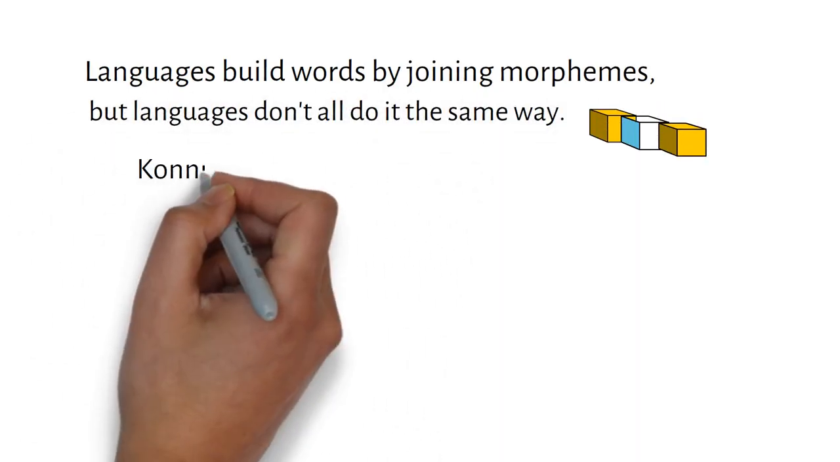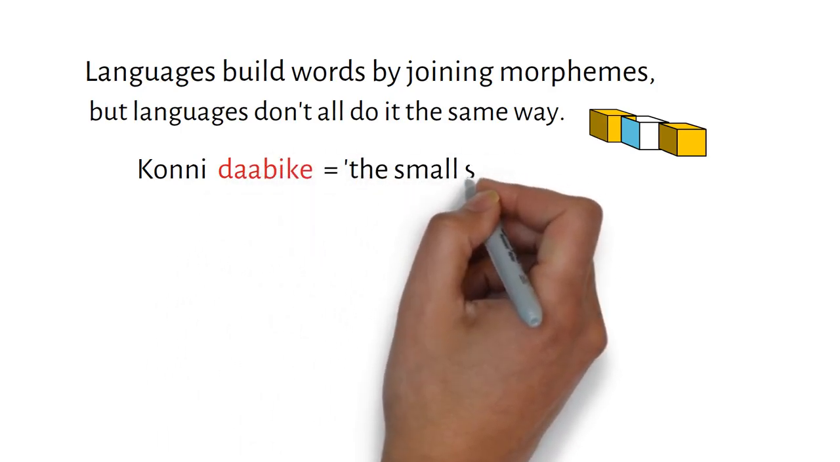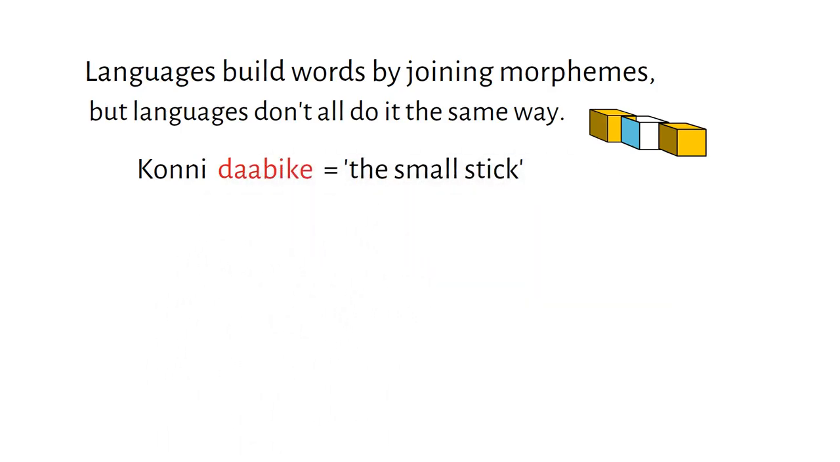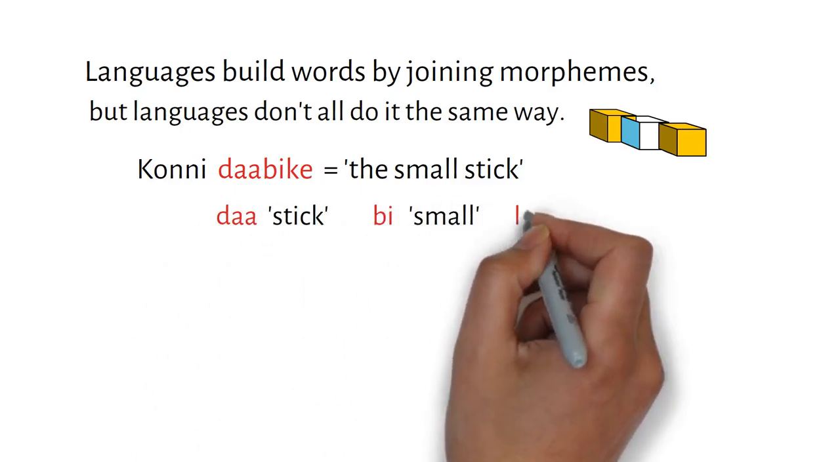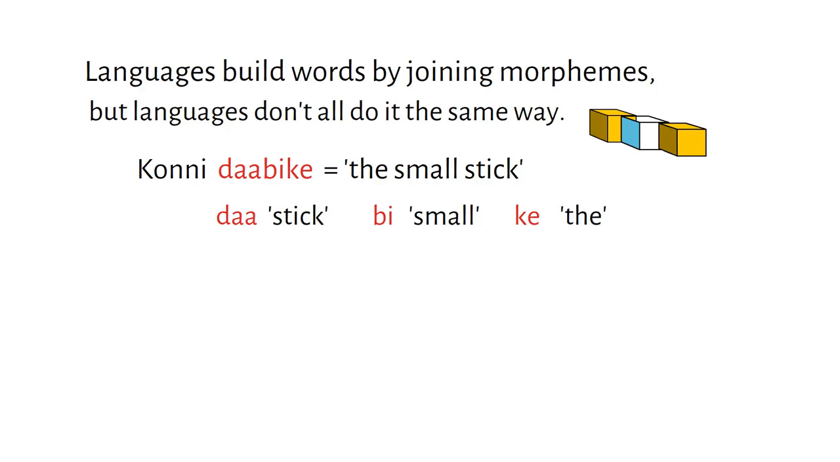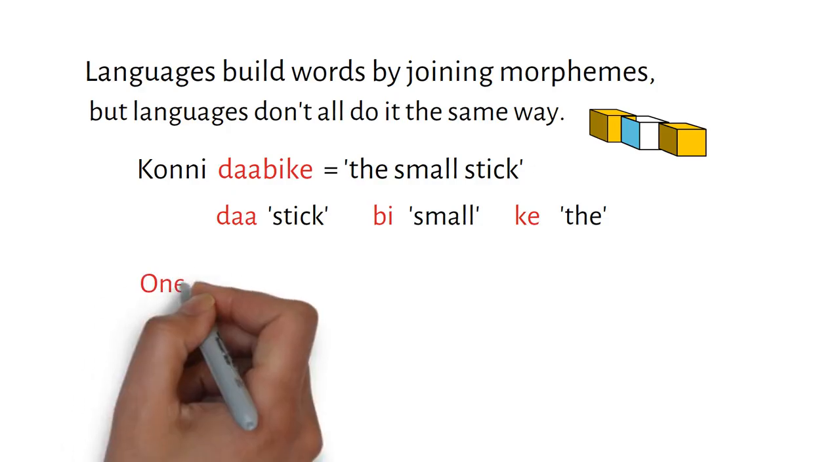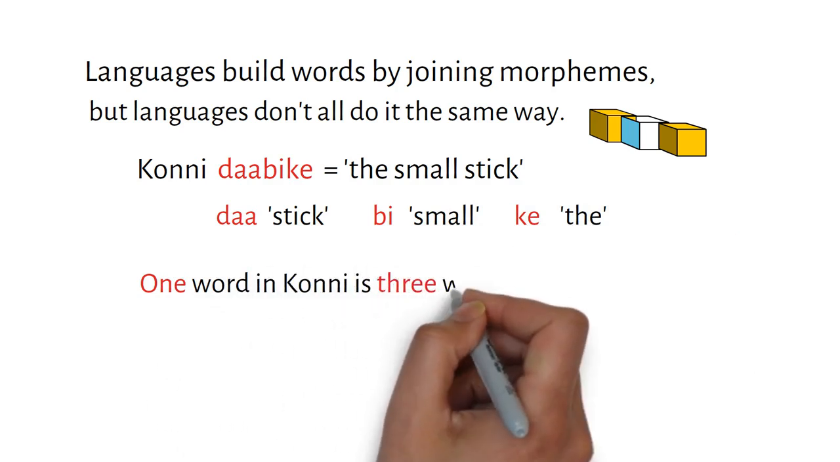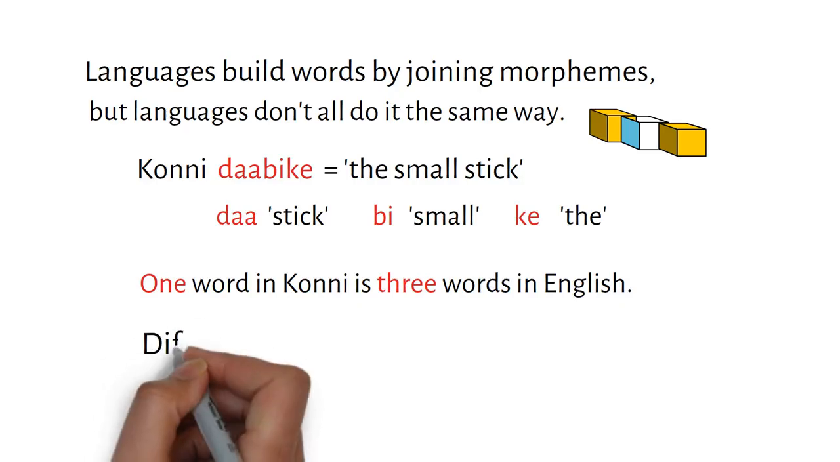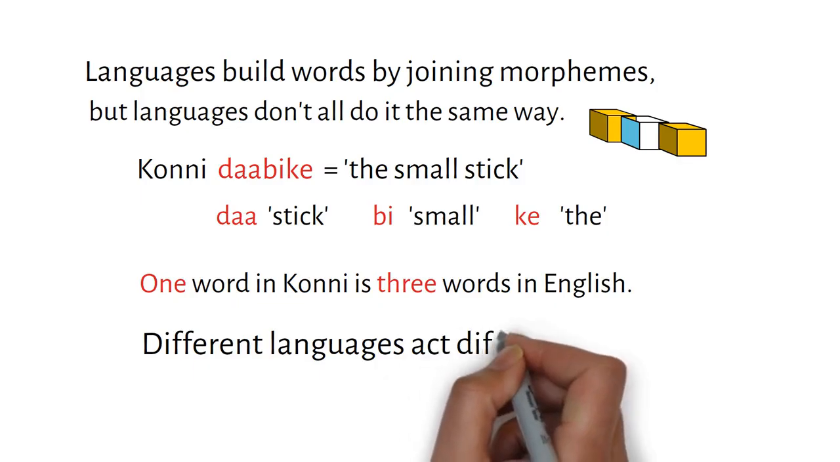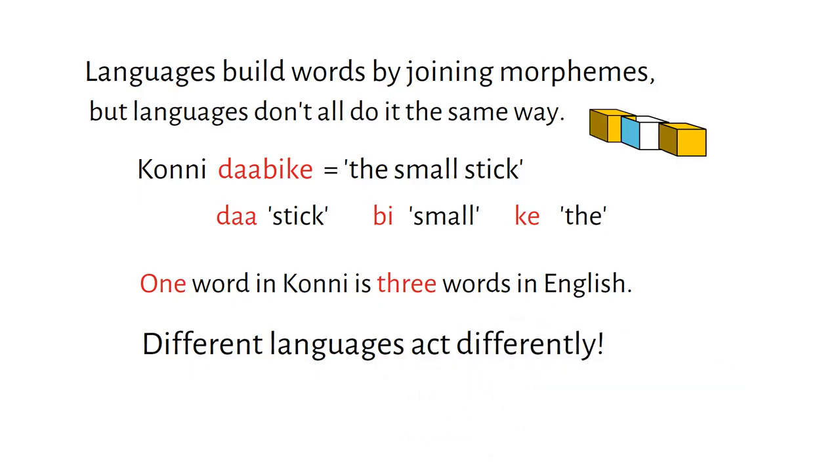In the Koni language of Ghana, dabike means the small stick. It has three morphemes. Da is stick, b is small, and k is the. These three morphemes join together to make one word in Koni, but in English the three morphemes are separate words. They are also in the opposite order. So, one language may join morphemes into one word, but another language may separate those morphemes into different words.